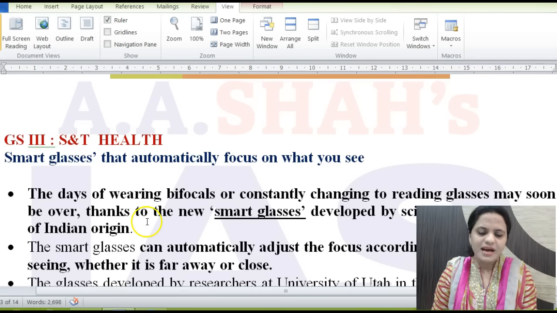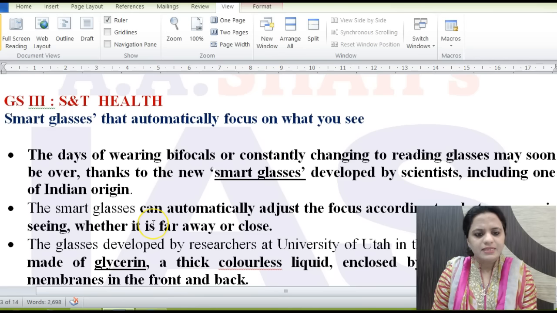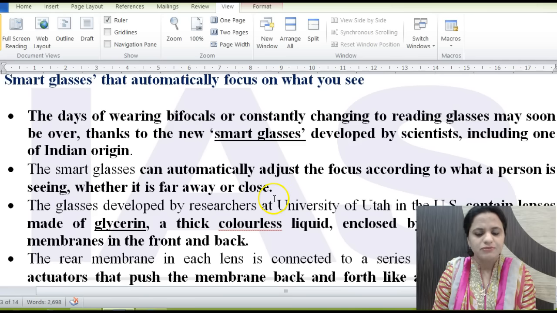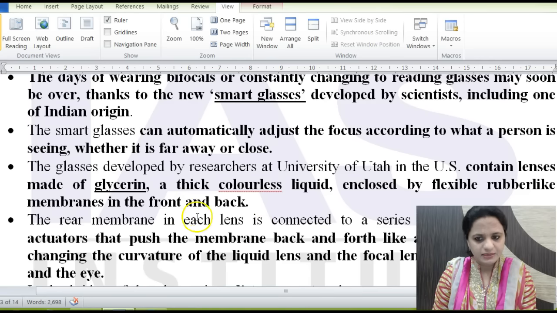The last news item is smart glasses that automatically focus on what you see. So these are smart glasses which have been developed by a group of scientists from the USA, including one of Indian origin too. These smart glasses are made of glycerin, and this glycerin is enclosed in a flexible rubber-like membrane on the front and back.